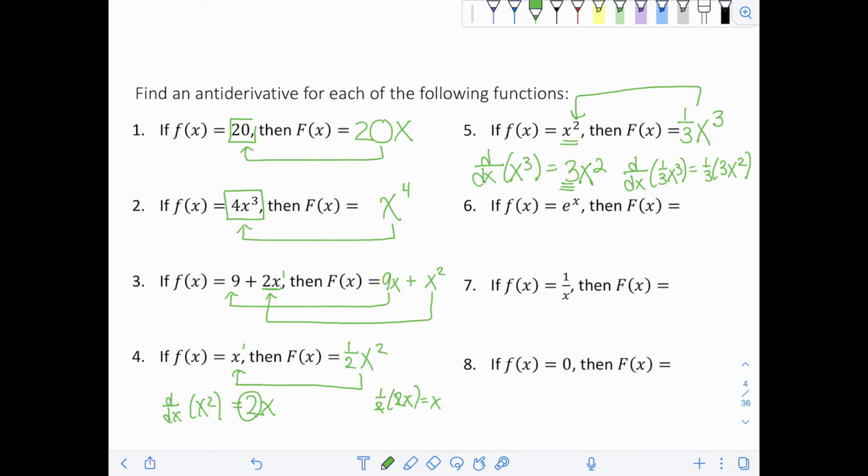Okay, for e to the x, well, since the derivative of e to the x is e to the x, that means the antiderivative of e to the x is e to the x. For 1/x, the answer for this one is actually going to be ln of x, and that's because the rule here is that the derivative of ln of x is 1/x.